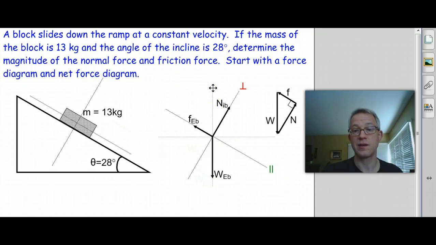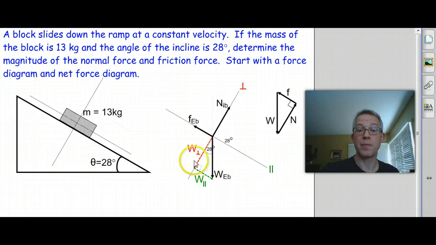Let's get rid of the XY since we're not going to need that. We'll resolve the weight vector into its perpendicular and parallel components. And then just so we get the geometry right, remember with this one, we see that that's a 28-degree angle in here. And because these are at right angles, and we rotate them around 28 degrees, this also has to be a 28-degree angle. All right, now it's time to do some trig and find out the values for the perpendicular and the parallel component.